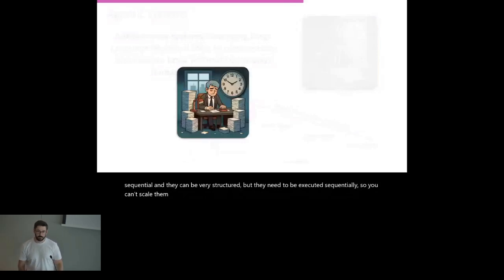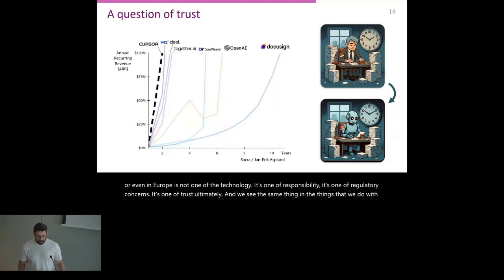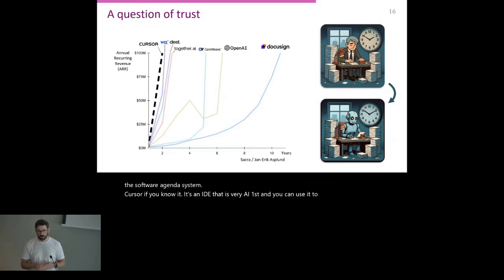And when we ask ourselves, how do we now deal with this? For me, this often doesn't come down to technology, but rather to trust. So if you've been to San Francisco, you may have seen these Waymo cars driving around, the driverless vehicles. And I think the reason that they're not in other parts of the US broadly, or even in Europe, is not one of the technology. It's one of responsibility. It's one of regulatory concerns. It's one of trust, ultimately. And we see the same thing in the things that we do with the software agentic system. Cursor, if you know it, it's an IDE that is very AI first, and you can use it to vibe code or to just help you.